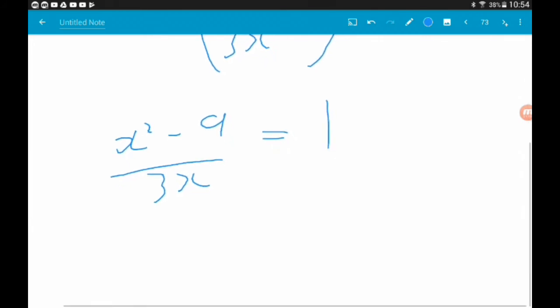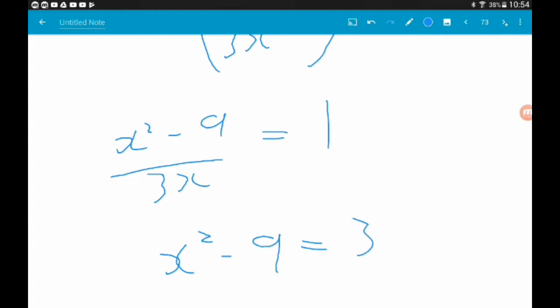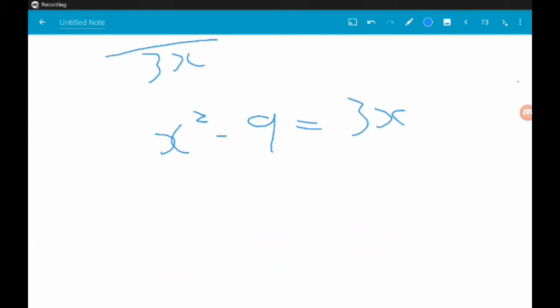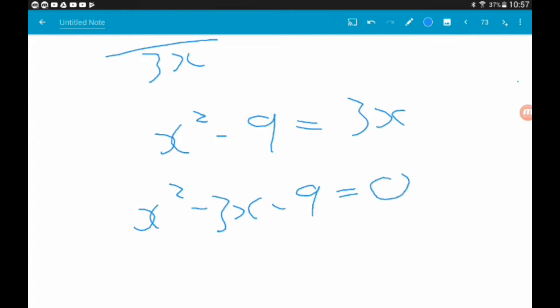So that's what we've got so far. Multiply both sides by 3x. x squared minus 9 is equal to 3x. Subtract the 3x from both sides and we've got x squared minus 3x minus 9 is equal to 0.